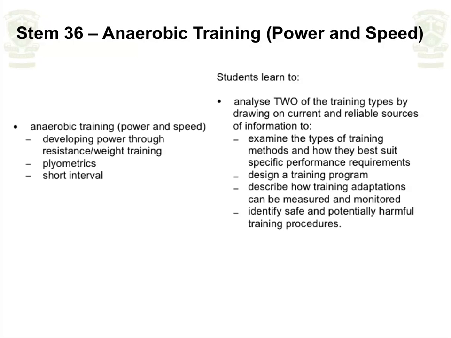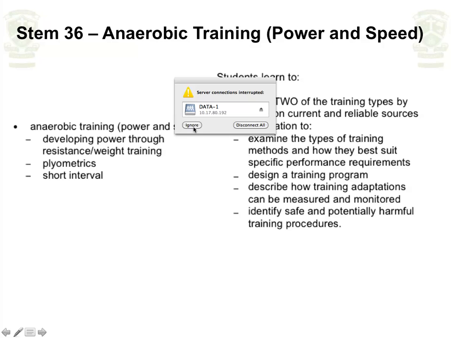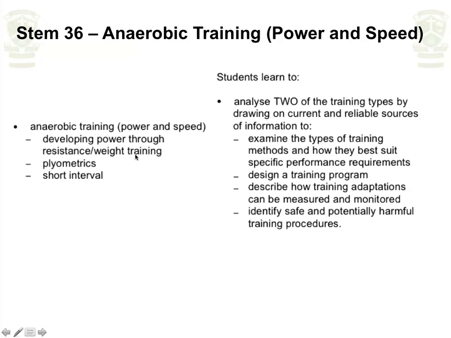Anaerobic training. So this continues the different types of training that athletes use to improve their performance. You can see here with the anaerobic training, I'm going to look at 3 areas: developing power through resistance or weight training, plyometrics, and also through short interval training. There is a bit of overlap here with what you've done in Core 2, so hopefully rather than giving you new information here, we're just refreshing old stuff.